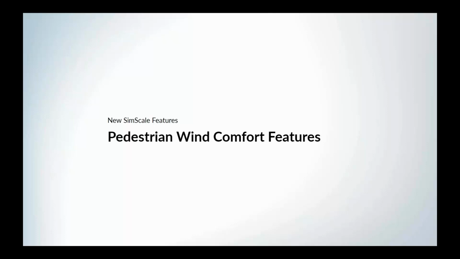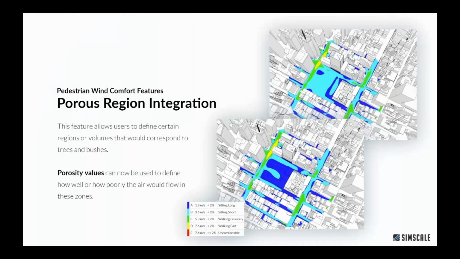good wind comfort. So with this, we will talk about our first feature that we've just added, which is porous region integration. And this allows us to define certain regions or volumes that would correspond to trees and bushes. So ultimately, you can use this feature to better define trees in the immediate area. There's going to be more on this soon, and more about different tree types. Do you want to explain the project that we did?